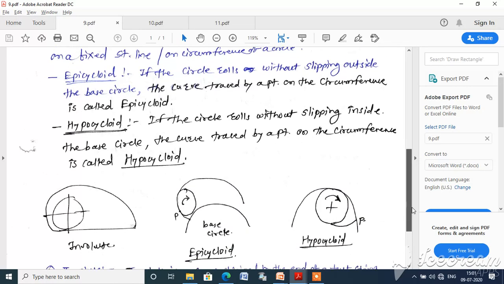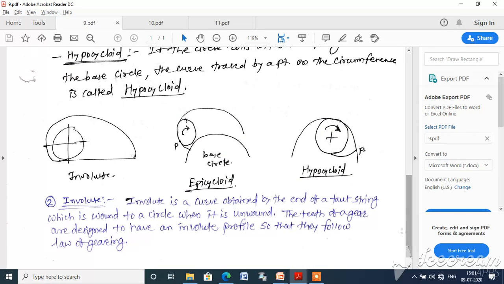Another term you can find is involute. Here I have drawn the figure. This is epicycloid, where the circle rolls outside the base circle, and whatever path is traced is known as epicycloid. Here the circle rolls inside the base circle, and whatever path is traced is known as hypocycloid. And this is involute, which you drew in engineering graphics by dividing the circle into parts and taking the perimeter. So just refer to engineering graphics for how to draw an involute.